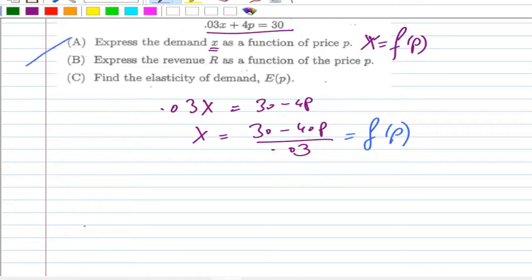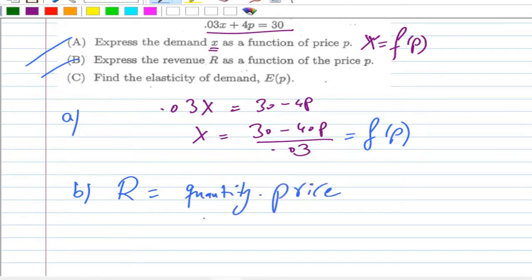That is A. Part B, express revenue as a function of p. Which is good, because what is your revenue, by the way? Revenue can be expressed in two ways, right? As a function in x or as a function in p, because revenue is quantity times price. Quantity is x, the price is p.